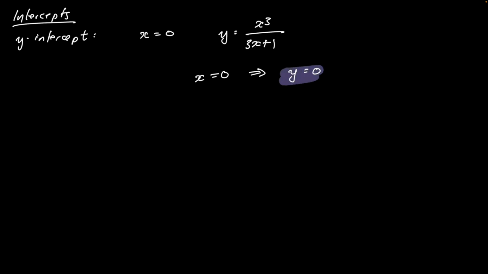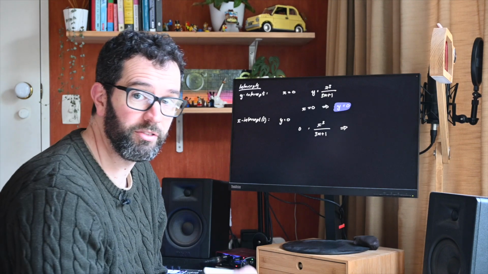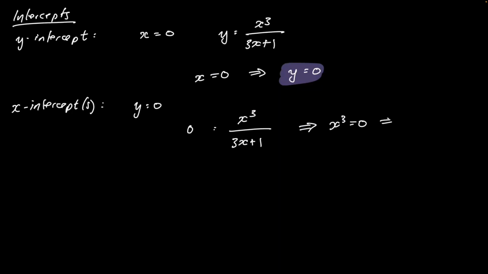Maybe I'll hide that so I can come back to it easily. And then my x-intercept, and maybe multiple, is when y equals 0. So this means we'd have 0 equal to x cubed over 3x plus 1. The only way that can be 0 is if the top of the fraction is 0. So this implies x cubed is 0, and the only way x cubed can be 0 is if x is 0. So the only x-intercept is x equals 0.